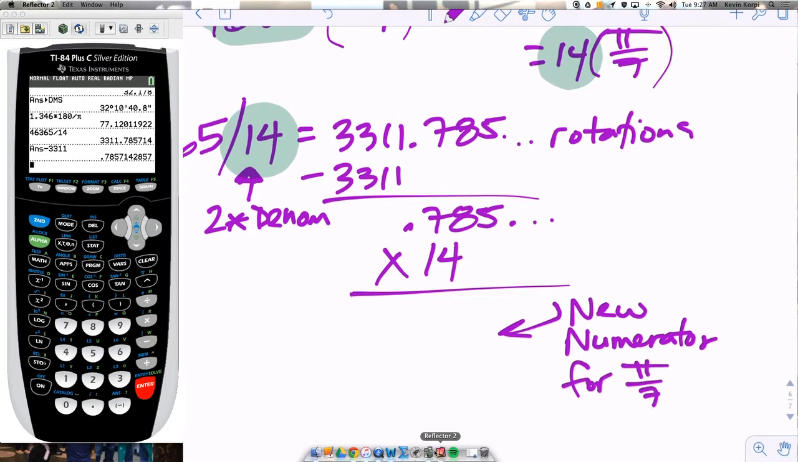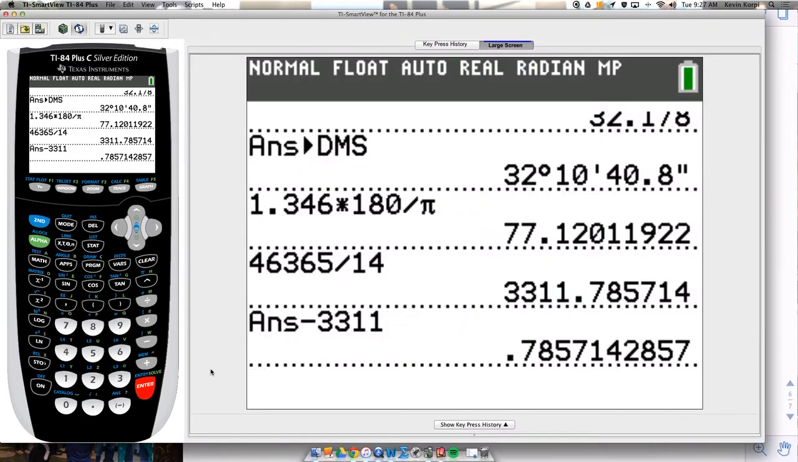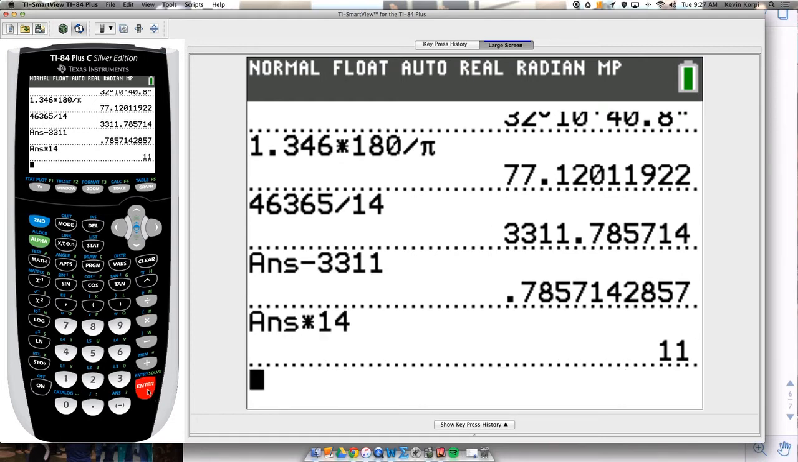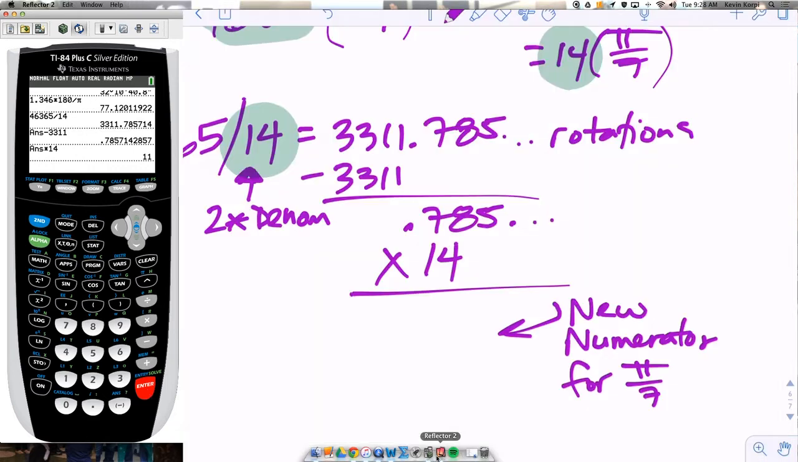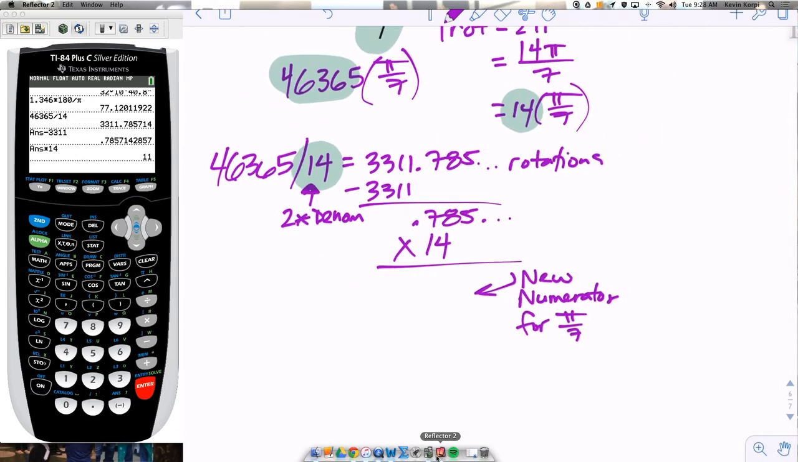Now, new numerator is kind of hard to say. You got to be careful not to get stuck, right? New numerator. All right, here we go. Ready? Times 14. And we get what? 11. Now, is 11 our answer? No. 11 is our new coefficient of pi sevenths. So we end up with 11 pi sevenths. And that is your what angle? Coterminal. When you do this process, it'll always give you the coterminal angle.